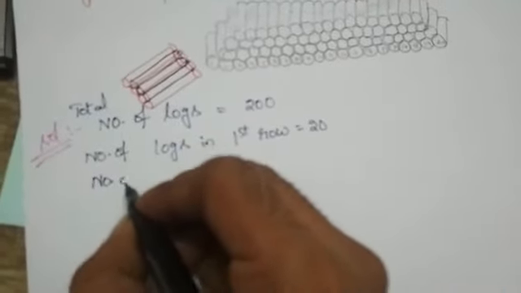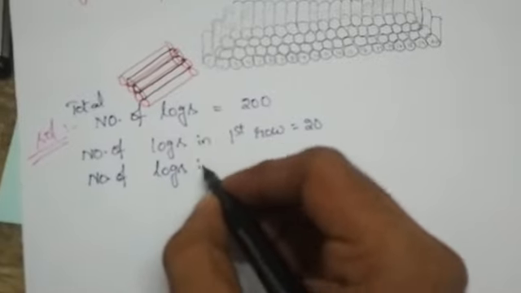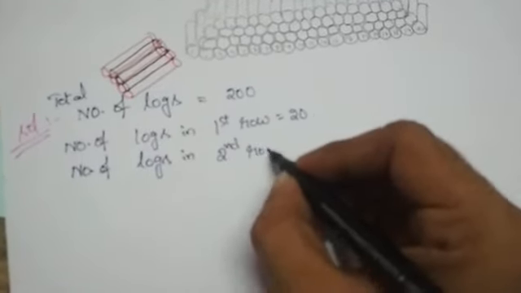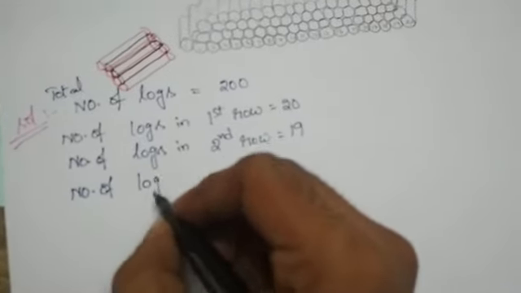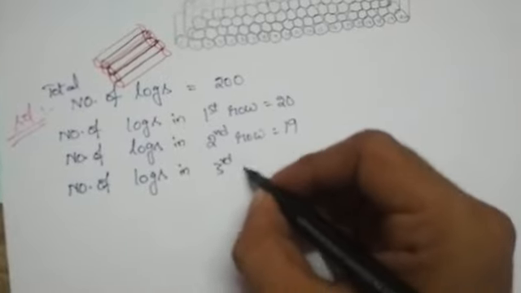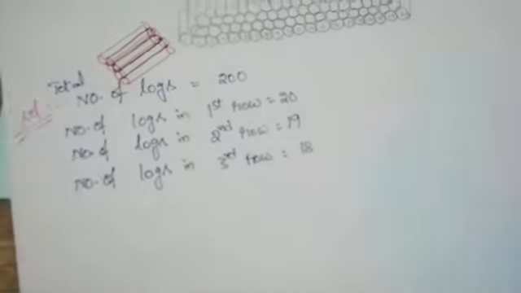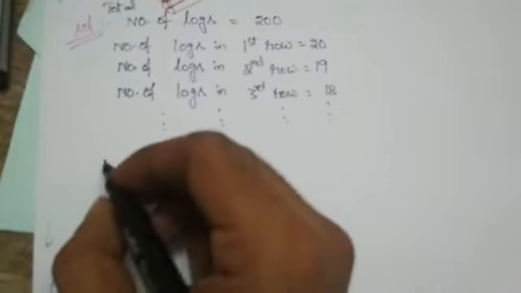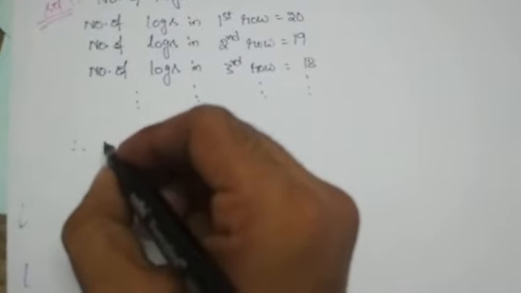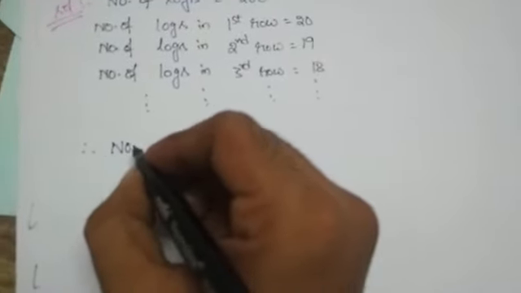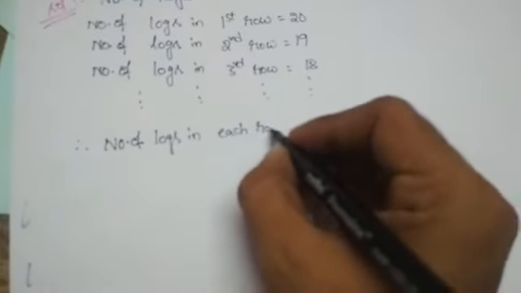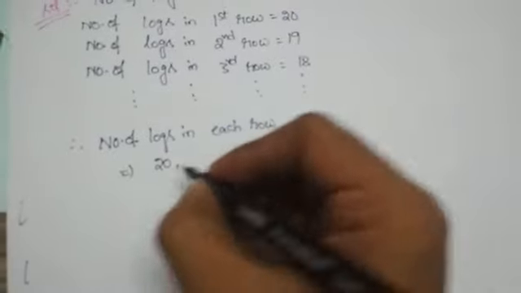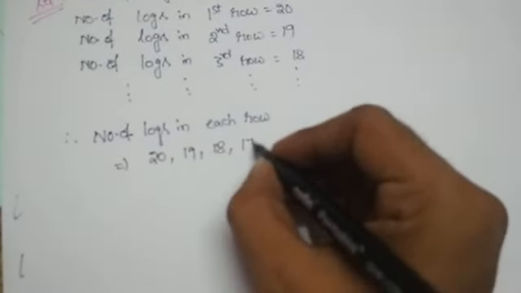Number of logs in the second row? We'll have 19. Number of logs in the third row is equal to 18. So it keeps on continuing. We don't know how many rows there are, so we'll write, therefore, number of logs in each row is equal to: first row is 20, then 19, then 18, then 17, and so on.